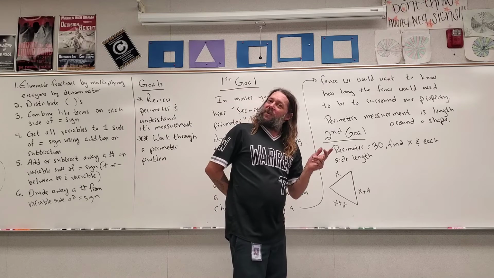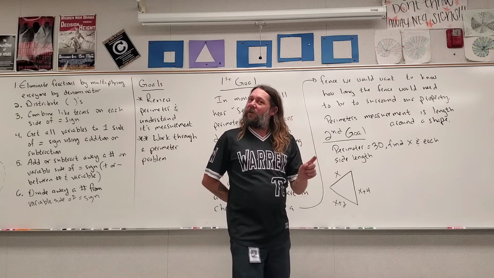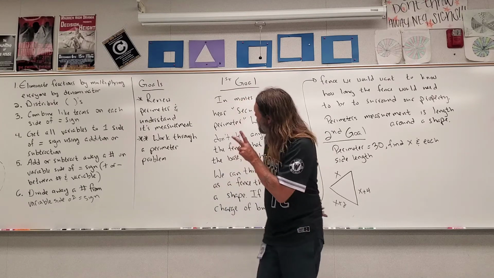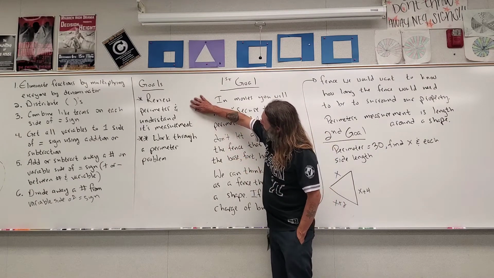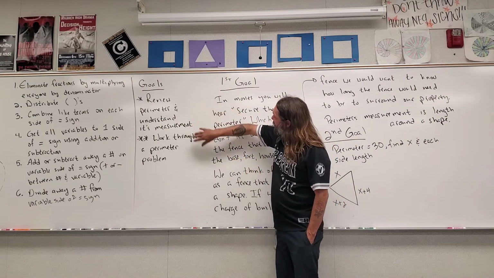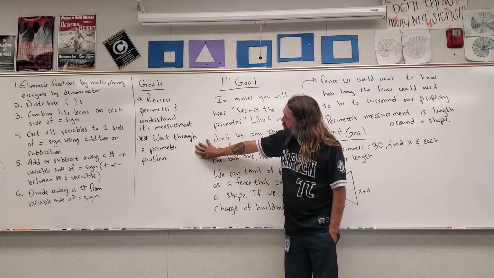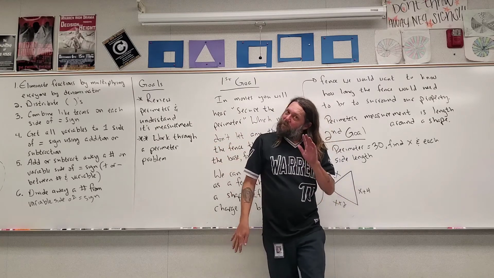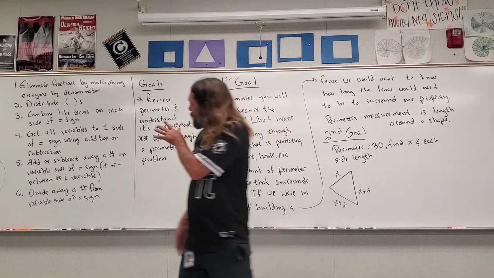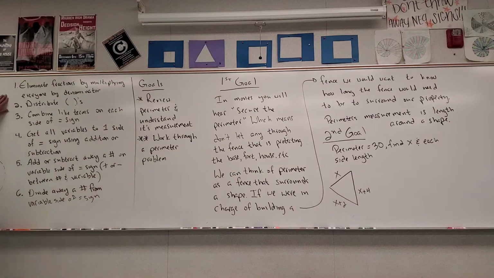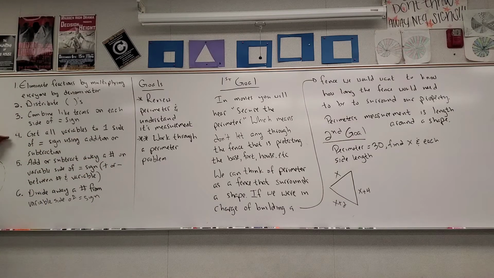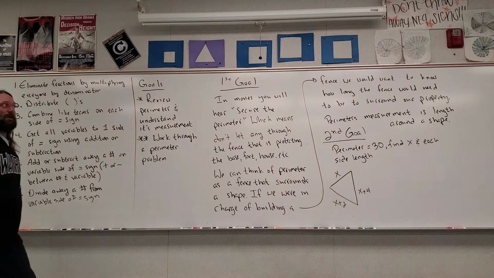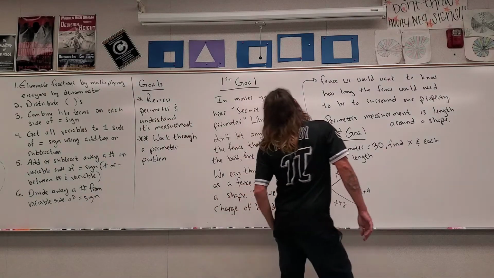I'm not sure how I'm going to title this, but what I am sure of are two goals for today. Our first goal is to review perimeter and understand its measurement. Our second goal is to work through a perimeter problem. So this is going to be a pretty short lesson. I also left the six steps to solve on the board, because when we're working through a perimeter problem, we can fall back and rely on these six steps. Alright, let's jump into our first goal.